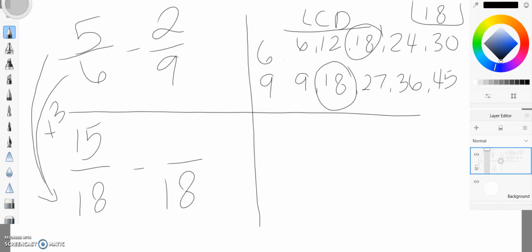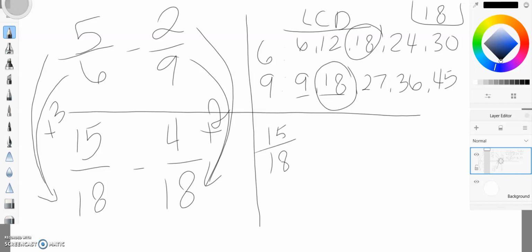Do the same thing with our 2 over 9. So how many times can 9 go into 18? Well, let's see. 1, 2. So 9 times 2 gets me 18. Whatever you do to the denominator, do to your numerator. So what's 2 times 2? 4. Rewrite your fraction over here.